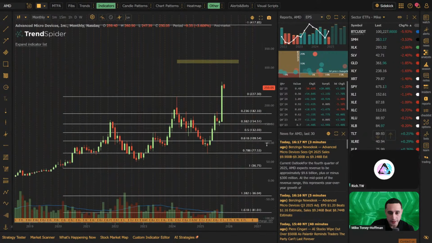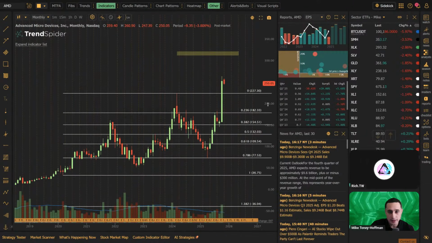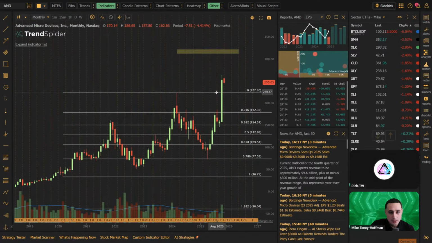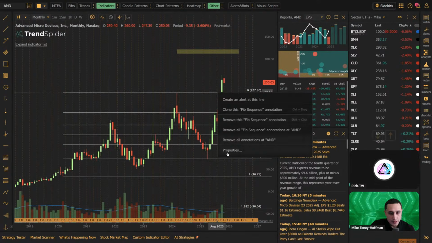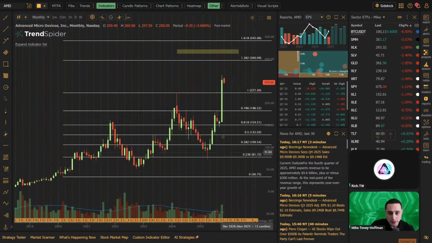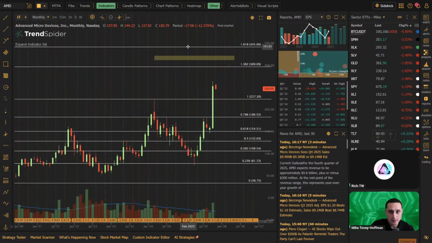You know what? I think I'm drawing it the wrong way. Oh no, I think you have it up there. Don't you just have to draw from top to bottom? Let me try something. I normally go low to high. Yeah, reverse. There you go, low to high. So that's my target right there, 345.06. That makes sense.